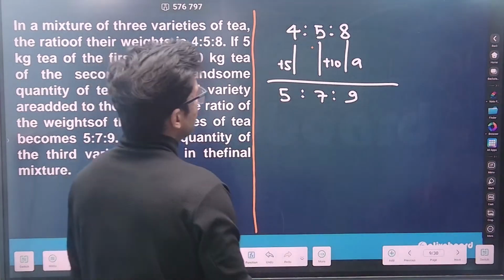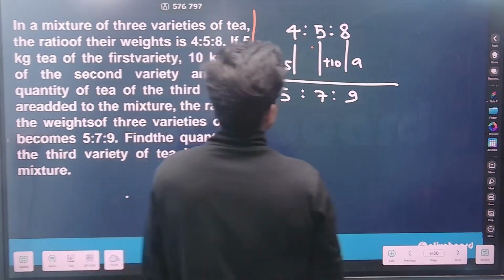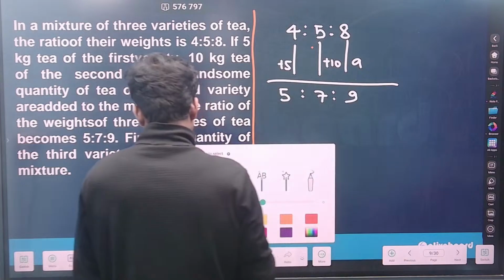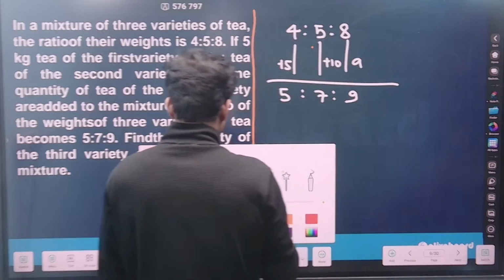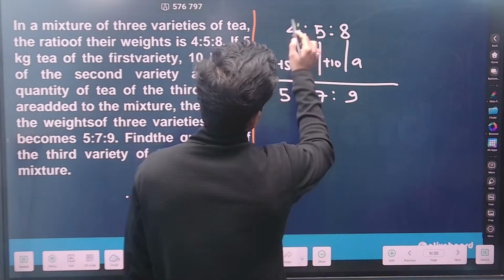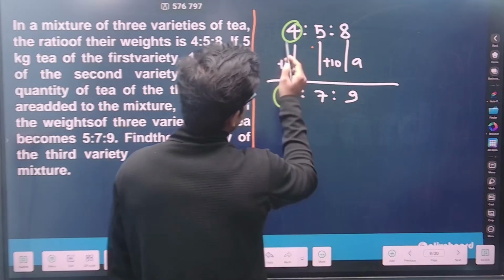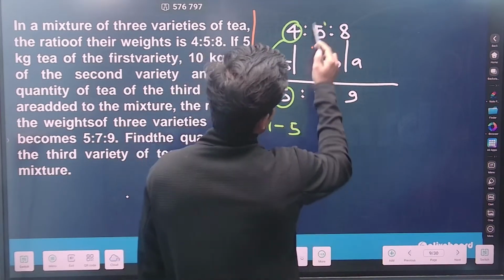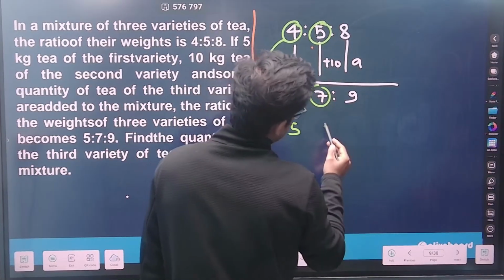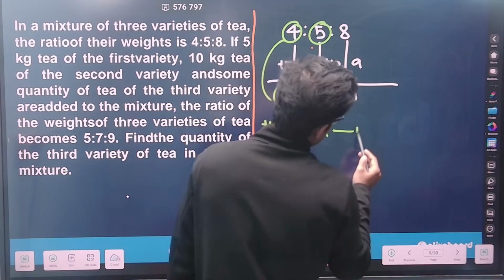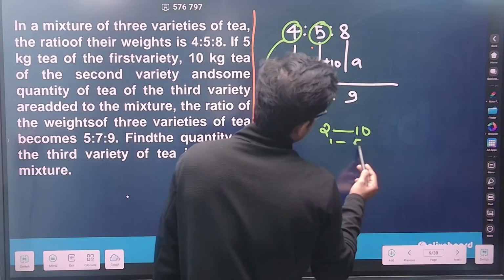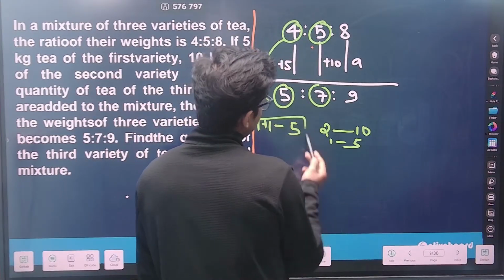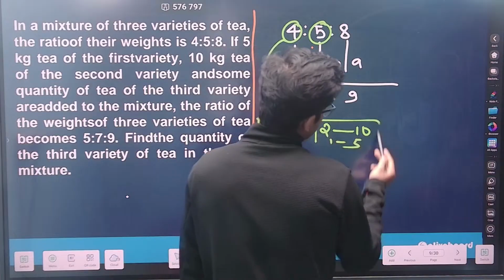Can I say basically how much is added? Here you can understand what kind of logic you can apply. 4 is becoming 5, technically 1 is added. According to the question, 5 is added. Technically 5 is becoming 7, how much added? 2 is added. But 10 is getting added. So 2 is 10, 1 is again 5. So can I say every time 5 is getting added? Because in the first case also 5 is getting added, and in the second case also 5 is getting added.